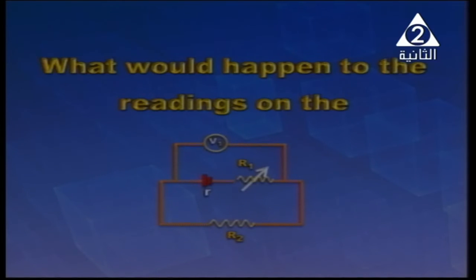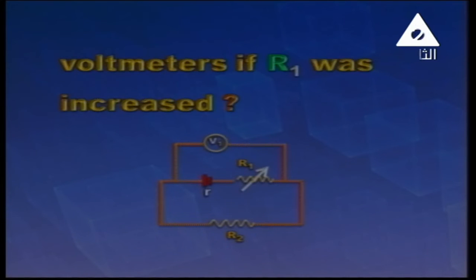Another example, what would happen to the reading on the voltmeter if R1 was increased? Your attention, please. The most important thing is to determine what actually the voltmeter measures. It measures the potential across R2. In front of you, the voltmeter in this particular case measures the potential across R2. Okay? And it is equal to I R2.